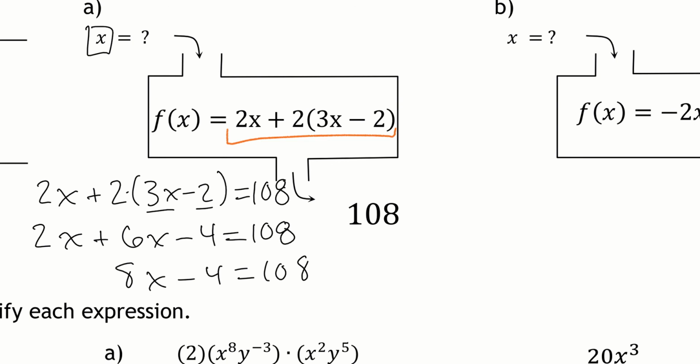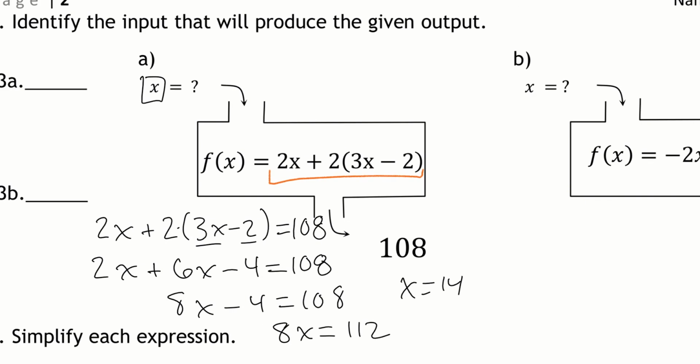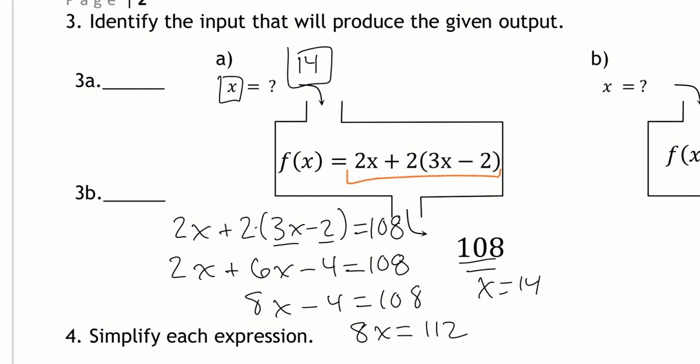I can add 4 to both sides. That's going to give me that 8x is 112. And just confirming this with the calculator, if I take 112 and divide by 8, I do get the number 14. So x is 14. In other words, when 14 launches into this function, it produces an output of 108. So we would just write down 14 is the answer for A. 14 goes in, 108 comes out.